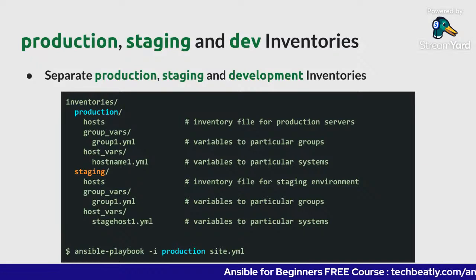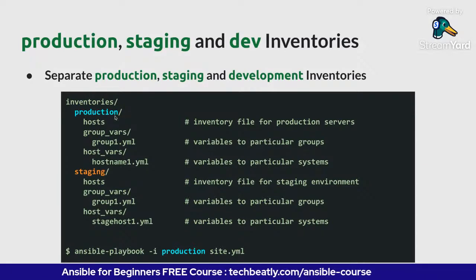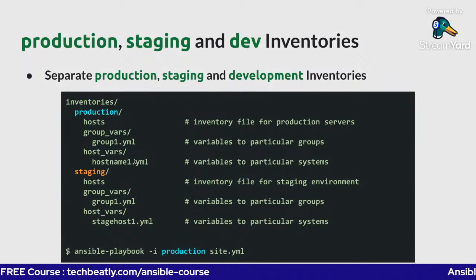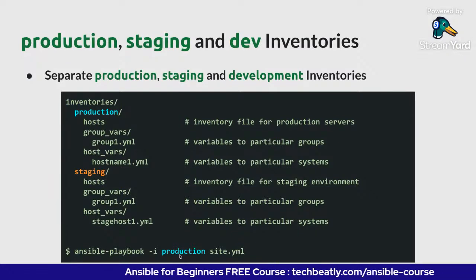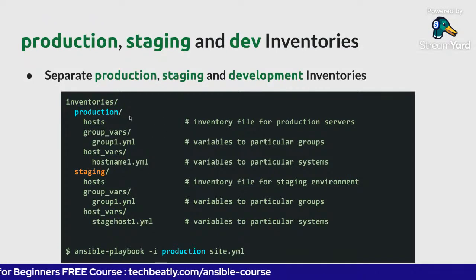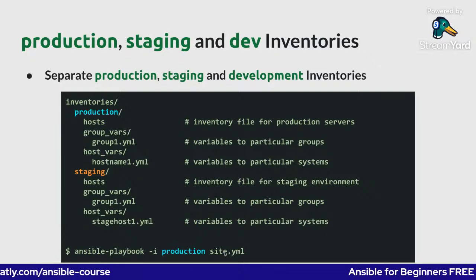Then yeah, a structure like this. We have a main inventory directory, then production, where we have the host file, then group variables, host variables, then staging, almost the same. And while executing the playbook, you can say, okay, I have to run this playbook for the production inventory. But again, inside the playbook, you still mention that you need to execute this on the database servers or web servers.